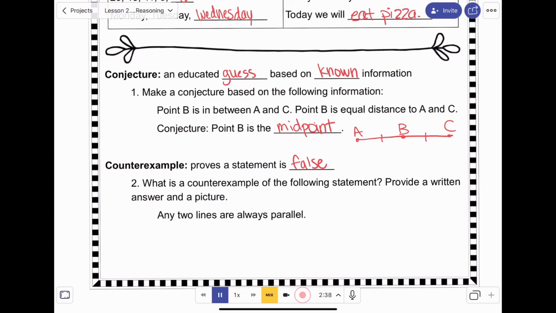So by doing so, I'm going to draw one line here, and we want to prove it wrong. If we wanted it to be parallel, we'd run one going in the same direction right next to it, but we don't want them to be parallel. So I can draw a line going any other direction, and they won't be parallel. So this is a counterexample. It's proving it wrong. They also want a written answer, so we can say that two lines could intersect. And that would prove that statement wrong.